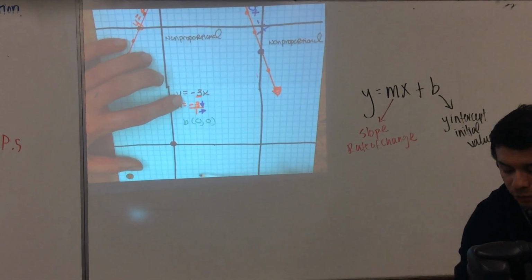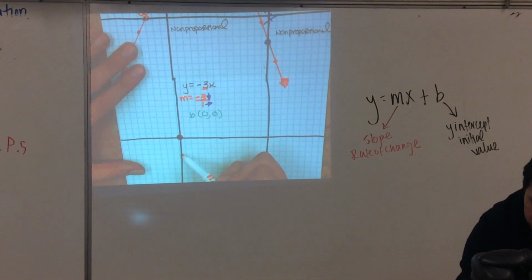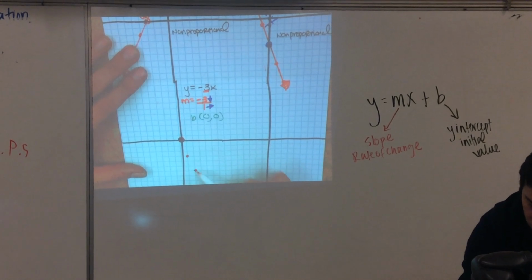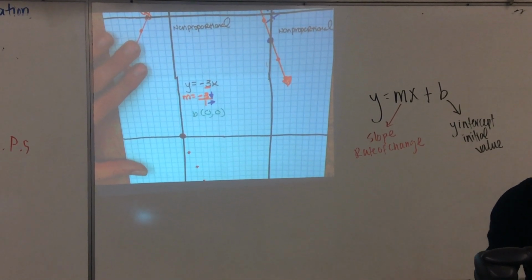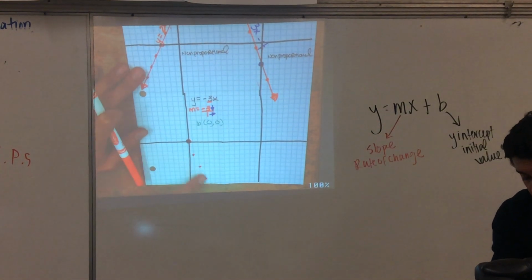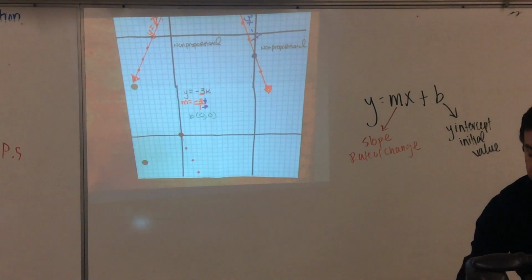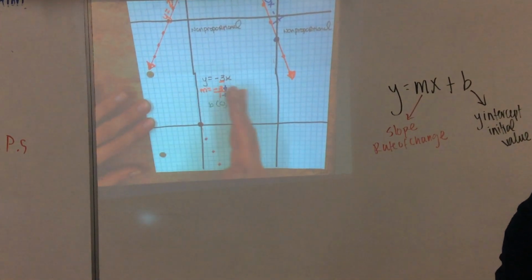3 down, 1 to the right. Okay, let's do that. 1, 2, 3, and then 1 to the right. 1, 2, 3, 1 to the right. Do you start seeing how my graph is actually forming here? Eventually it's going to go like this, like that. Now look, clearly that's a negative slope, which is good.